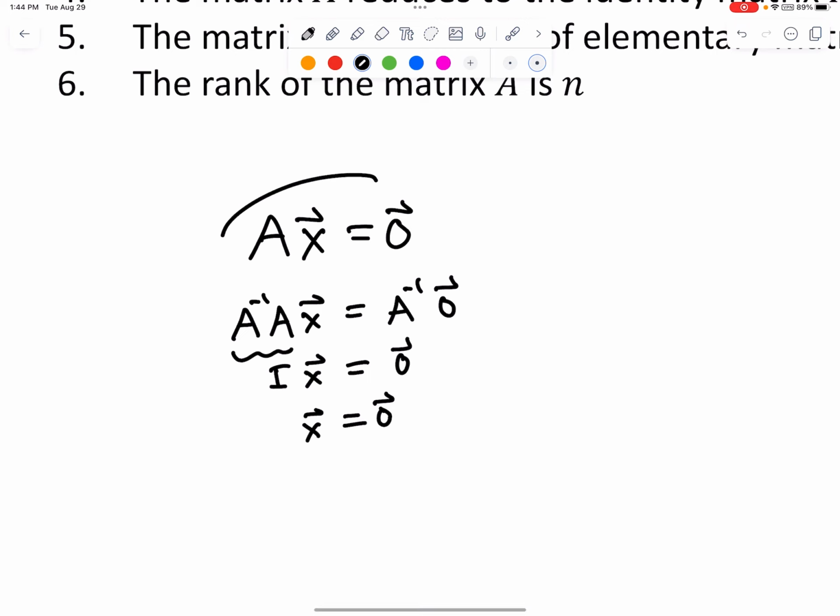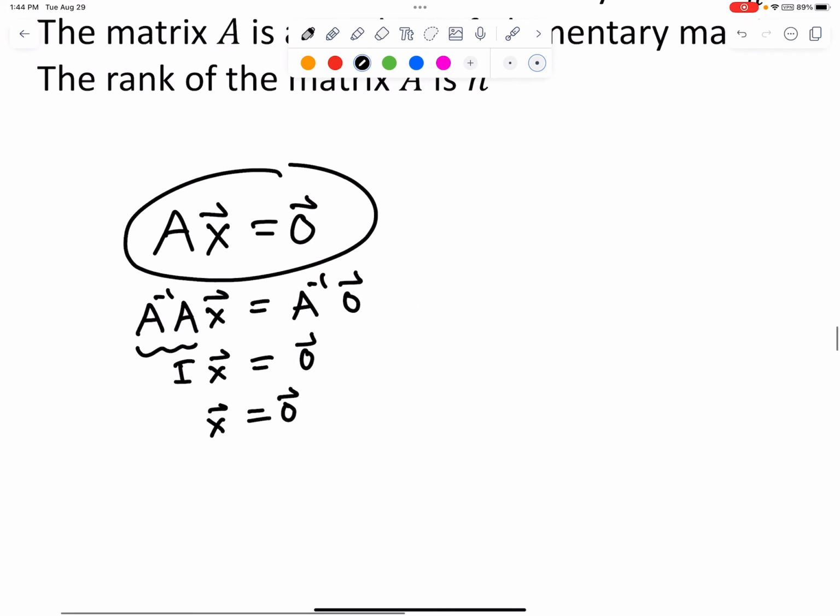In other words, if A times x has to be equal to 0 and A is invertible, then the only solution is that x has to be 0. So back in that context of an equation, remember we had something like x plus y equals 0, or 3x plus 5y equals 0. If you have a system and the coefficient matrix is invertible, what it's saying is that the only solution in the system is if x is 0 and y is 0.